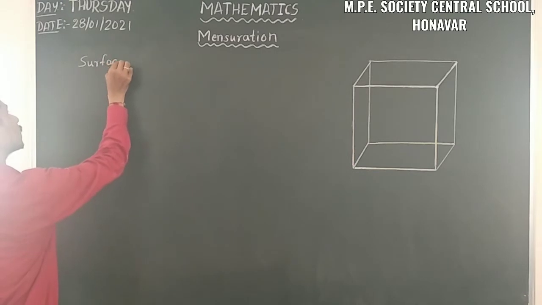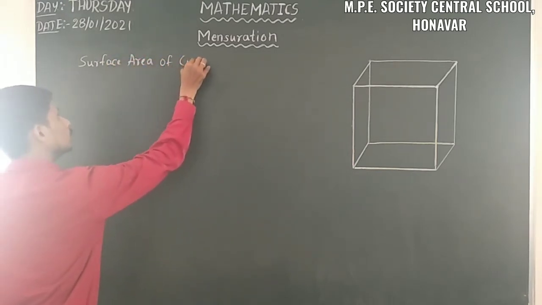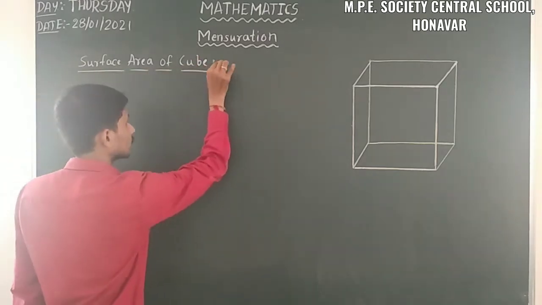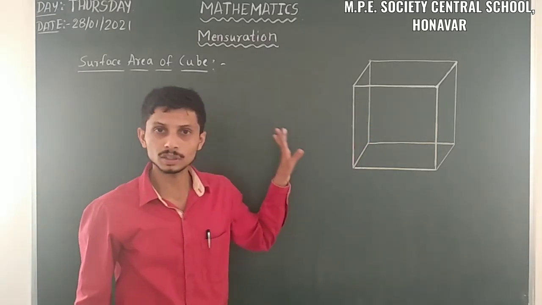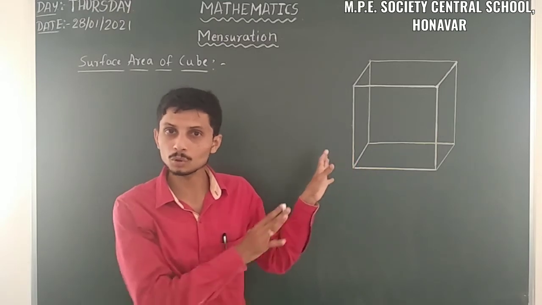Surface area of cube. Yes, cube. So here just observe, this is a cube. Comparing with the cuboid, it also looks like a cuboid.